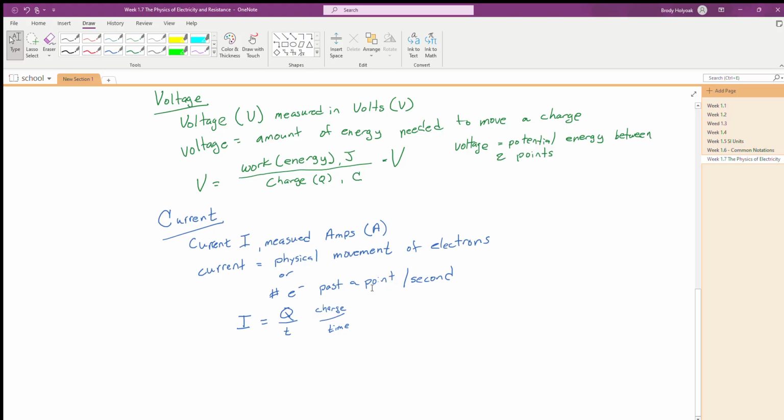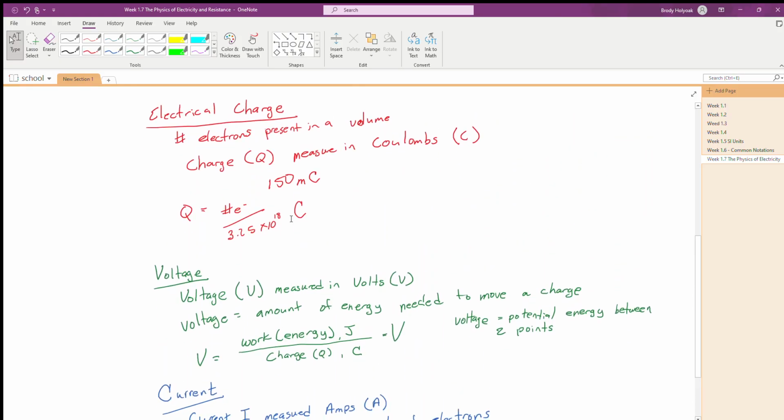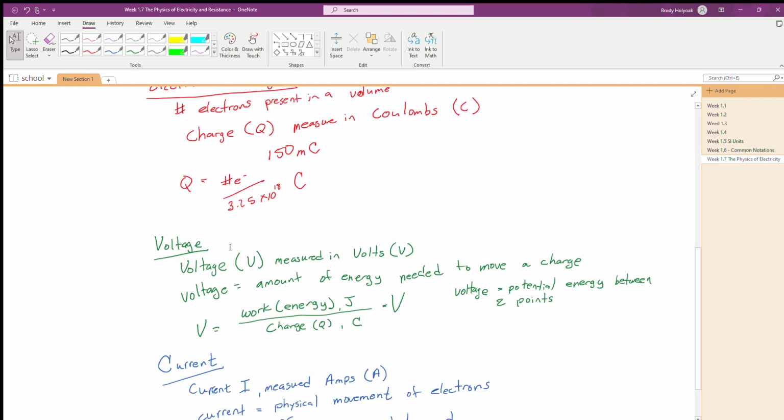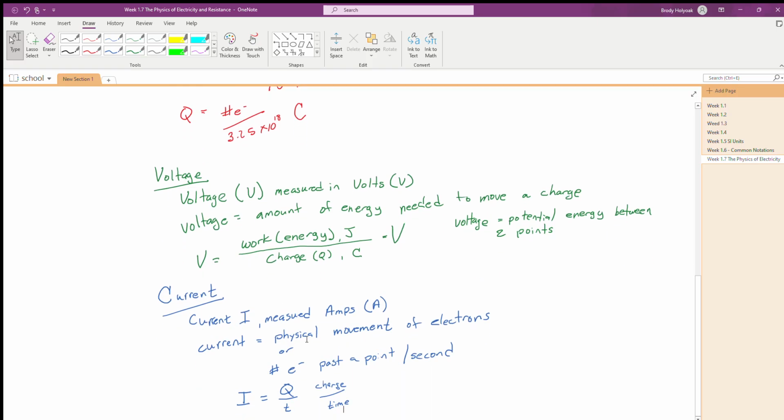So when we come back and look, again, reviewing this all, the electrical charge is just the sheer number of electrons present in an area, or in a volume, I guess I should say, not an area because we're dealing with 3 dimensions, not 2. So electrical charge, the amount of electrons in the volume. Voltage is the force that is required to push those electrons around and move them in one direction. And then the current is the physical movement of the electrons past a specific point per second. So that's how all those tie together.